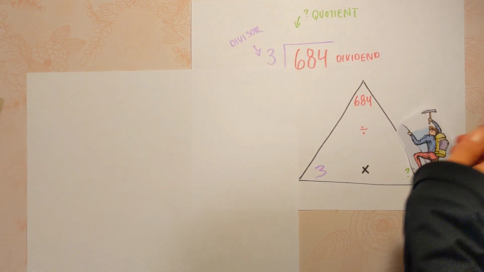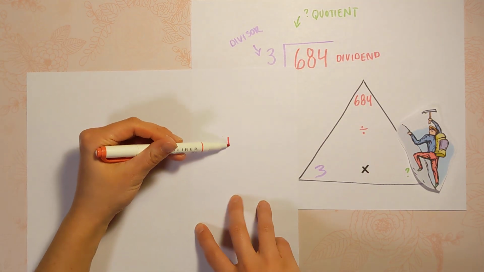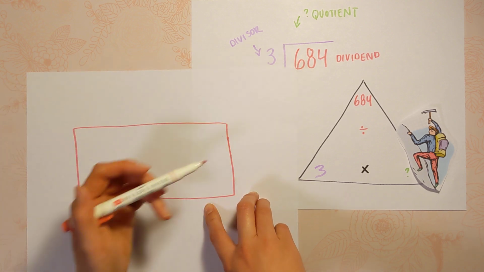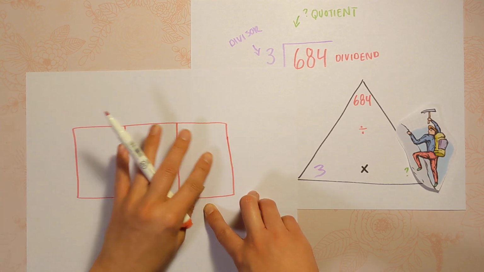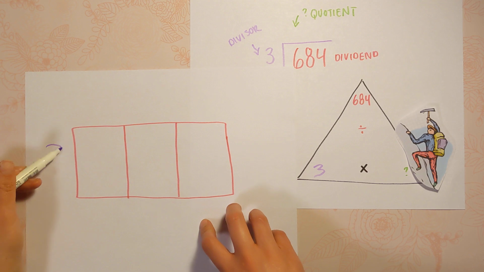Okay, let's get started. So first of all, my dividend, the big number that's getting divided, is 684, and I'm going to draw an area model box for that. 684 has 3 digits, so I'm going to make it so it has 1, 2, 3 sections, and then I'll put the 3 on the side.